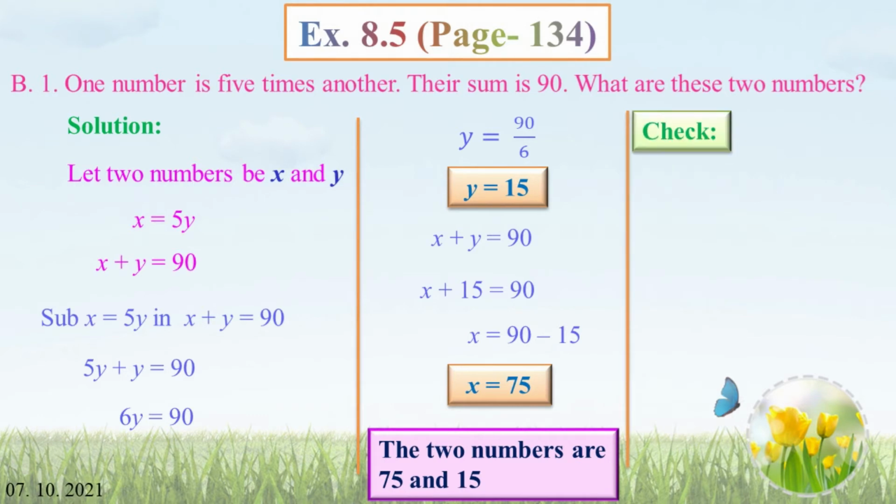Now, check the result. Sum is 90. We take x plus y equal 90. Substitute the values of x and y. 75 plus 15 equal 90. Left hand side 75 plus 15, right hand side 90. 75 plus 15 will get 90. 90 equal 90. So, both sides are equal. Therefore, the solution of 75 and 15 is correct.